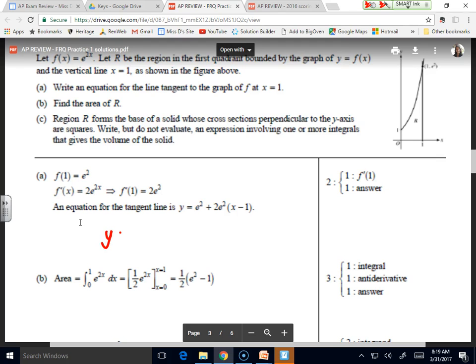So y minus y1 would be your e squared equals f prime of 1 is your m, and then x minus 1. That's not enough to box because you don't have an answer for f prime of 1. If you take the derivative of f, e to the u times u prime, you get 2 e to the 2x, but you have to plug in 2 e to the 2 times 1. You have to plug in the x1 into the derivative as well.